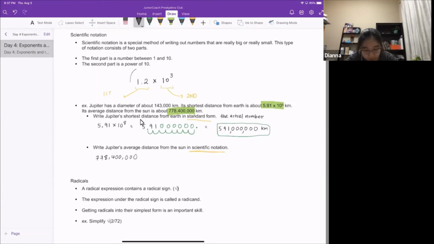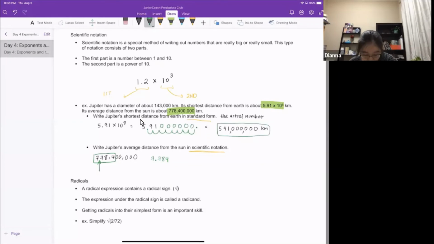So we want to write this in this type of form where we have one number times 10 to some power. A really easy way to do this is just pick out the first number by saying, well, these are the only numbers that aren't 0. And I know that my first part has to be a number between 1 and 10. So from this, I'm going to put my decimal point starting here. Why? Because that gives me 7.784. This is a number between 1 and 10, right?